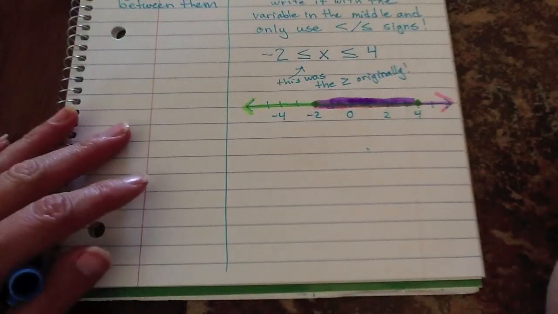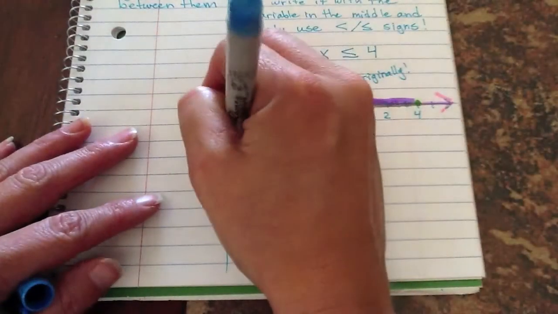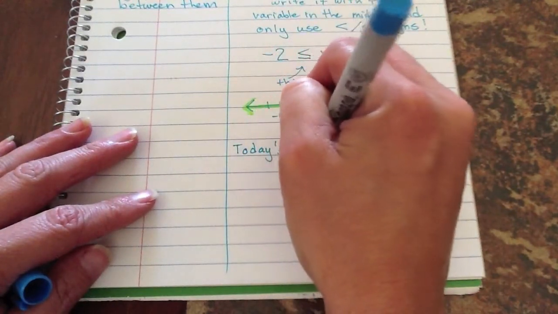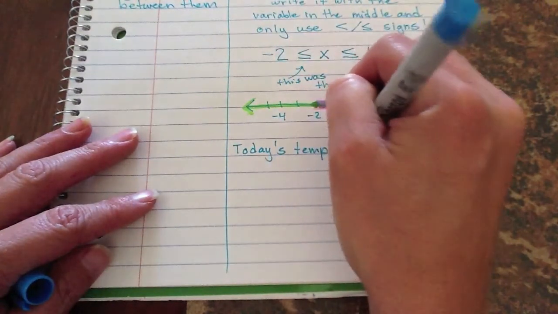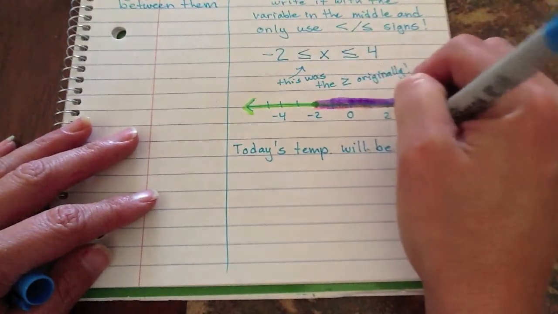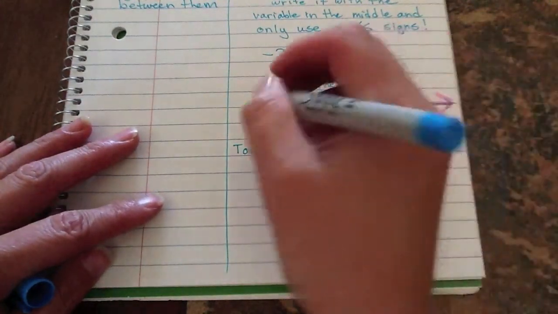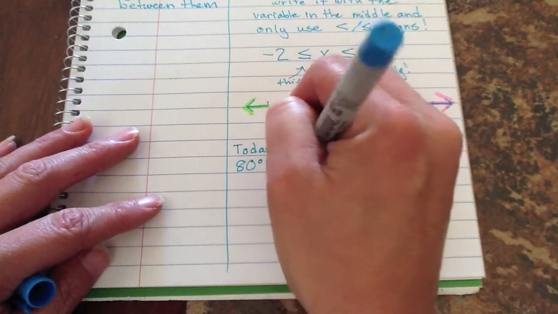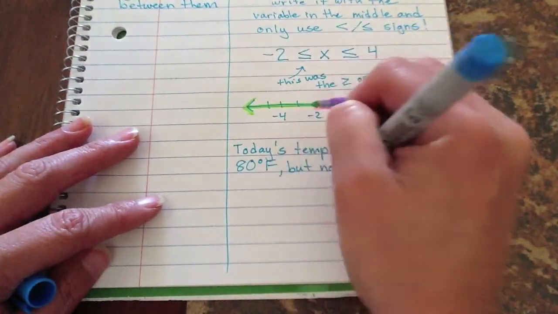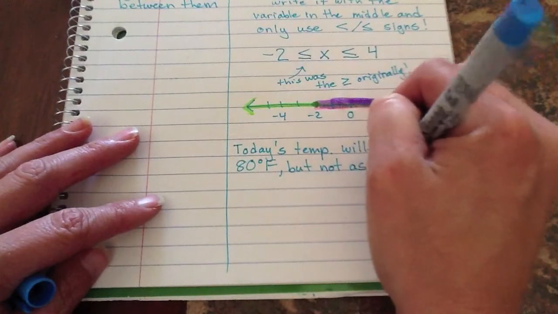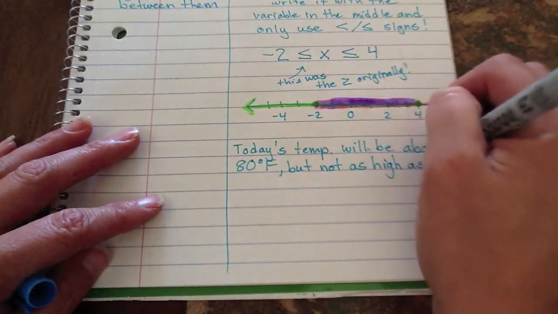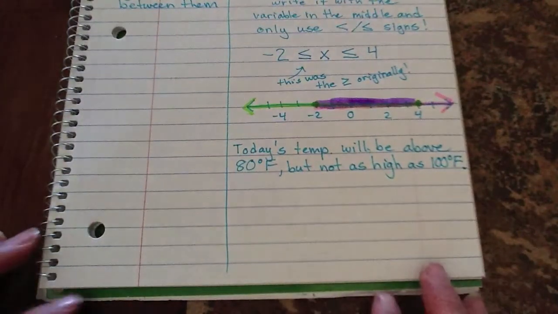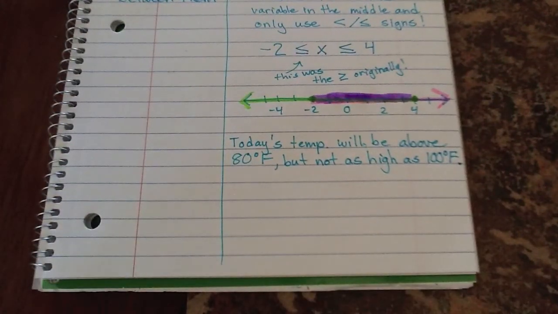This is a real life example. Today's temperature will be above 80 degrees Fahrenheit, but not as high as 100 degrees Fahrenheit. I wish that was true, but it hasn't been lately.